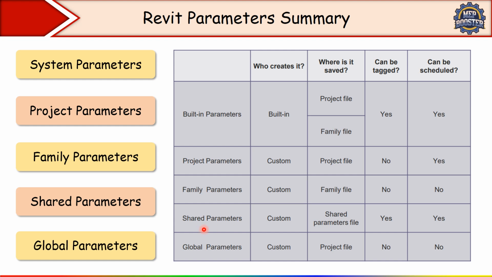Then we have the shared parameter. Shared parameters are saved in an external txt file and can be tagged or scheduled. So it is used in many projects. Next we have global parameters. It is the master value controlling many elements, used for dimensions. It cannot be tagged or scheduled. Is it clear? I have already discussed it. So this is all about the types of Revit parameter.